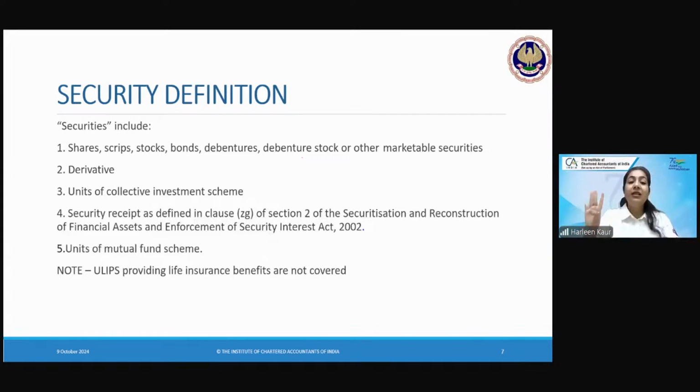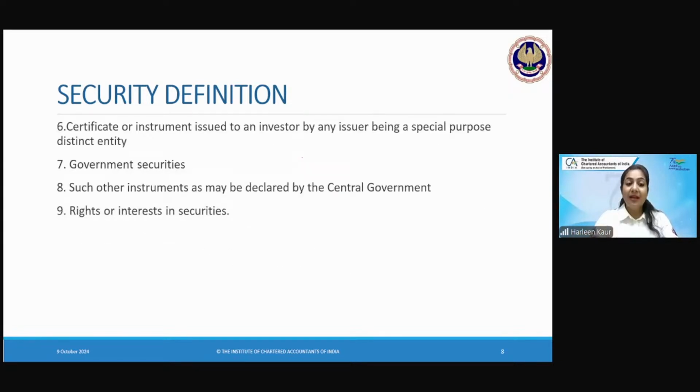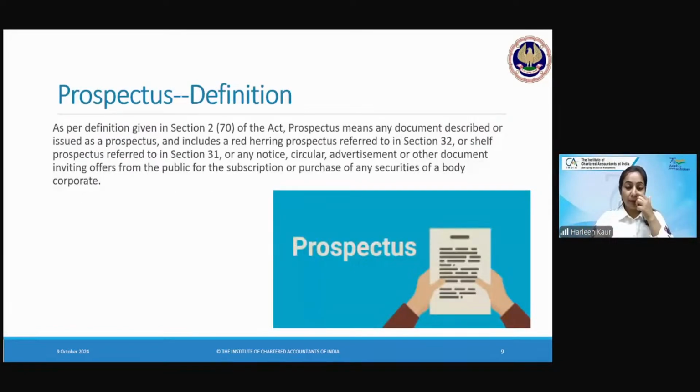Collective investment scheme, security receipt under this particular act that they have mentioned, you have to memorize it. Mutual fund scheme is important. ULIPs are excluded. Mutual funds are also securities. Then your certificate and instrument issued by the investor under the special distinct entity. Government securities is very easy to remember. Any other securities which is declared by central government, and your rights or interest in securities is also securities. Finish. We'll do these two definitions, then I'll take you to the study material.